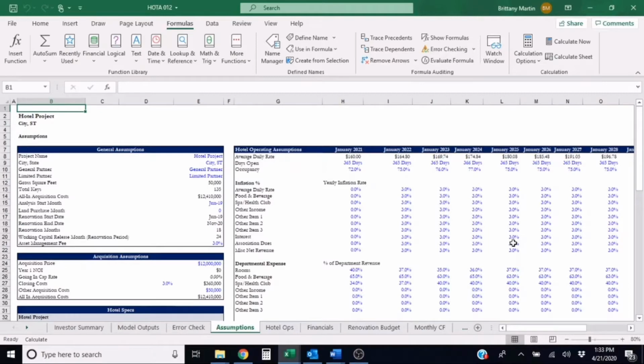I am using the hotel acquisition template in order to demonstrate the effect of closing costs on a model and how it is entered within a financial model.